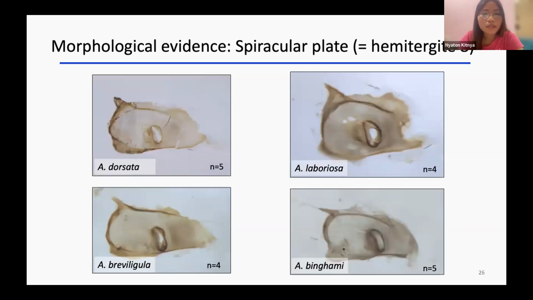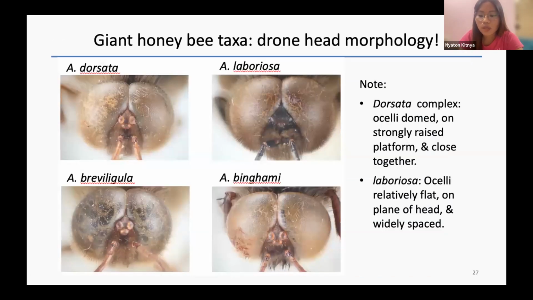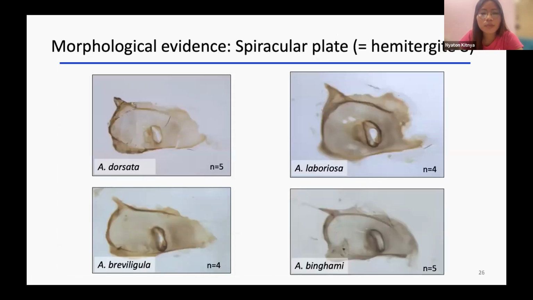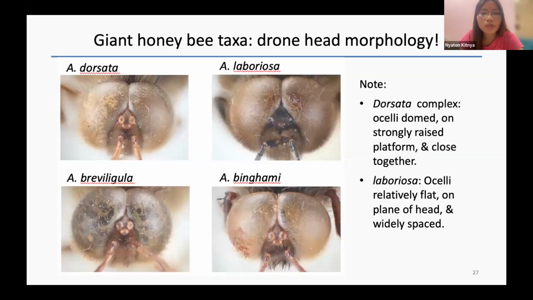Another character that we look at is the spiracular plate. The spiracular plate in Apis laboriosa is relatively wider, and the posterior edge of the spiracular plate is distinctly different from the other 3 groups of the giant honeybees. So these are the different characters that we observe in the worker giant honeybees that separate laboriosa from the Dorsata groups. Then we move on from worker bees to the drone bees.